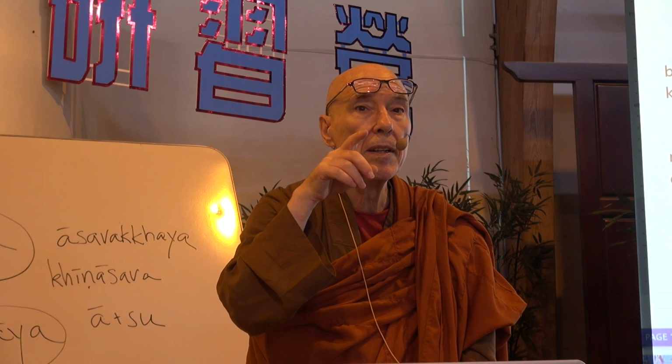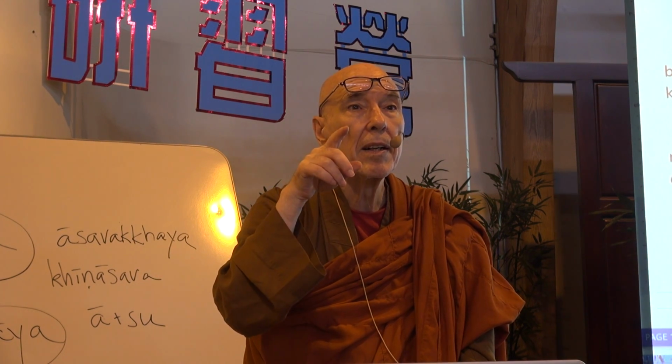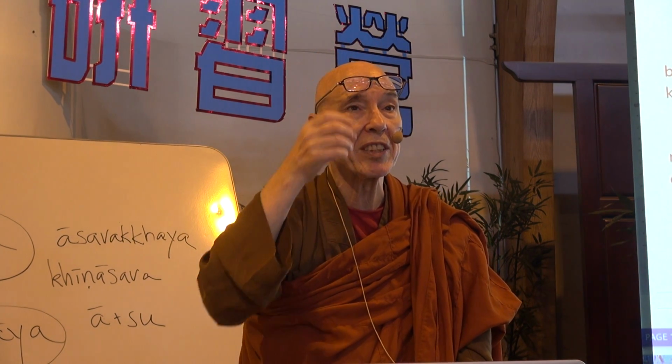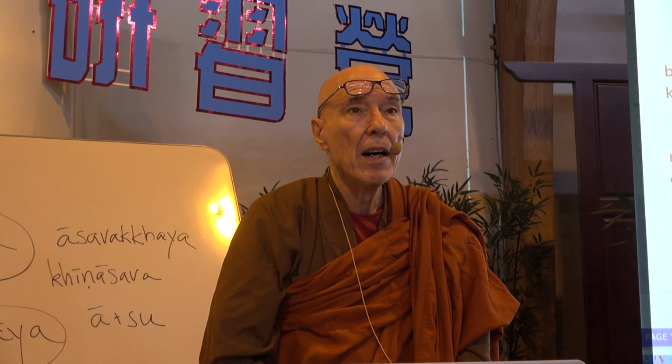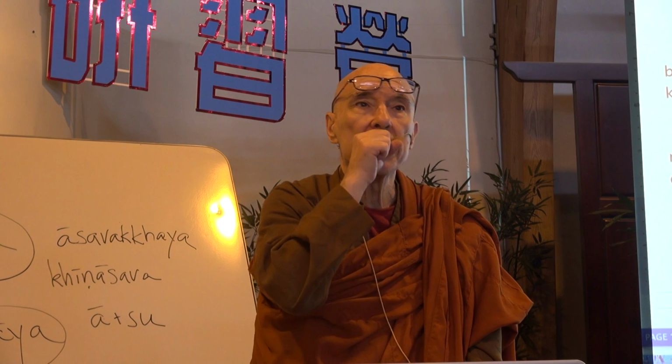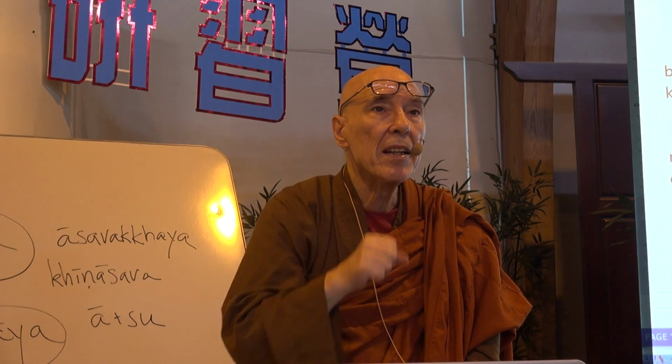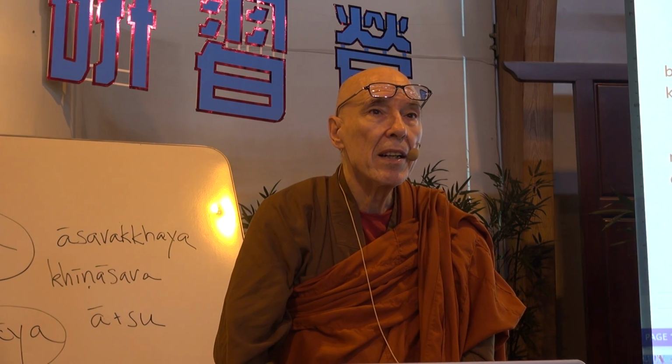Bhante, I have difficulty understanding. It's good to stand up when you're asking the question. I have difficulty understanding the asava of ignorance with the cetasikas of delusion. How is delusion related to ignorance? How is the asava of ignorance related to the cetasikas of delusion?